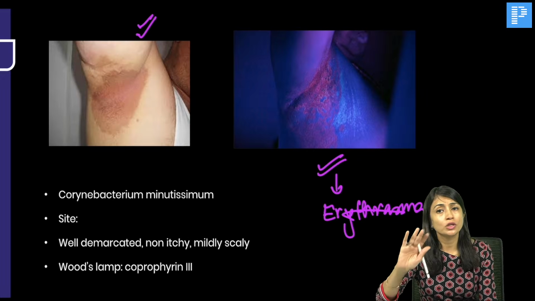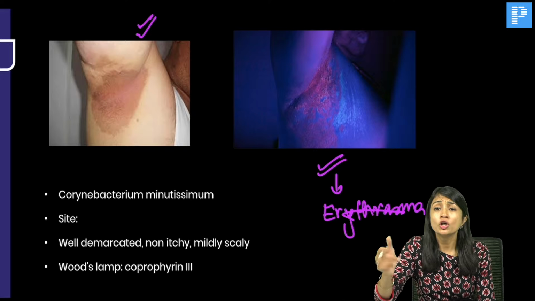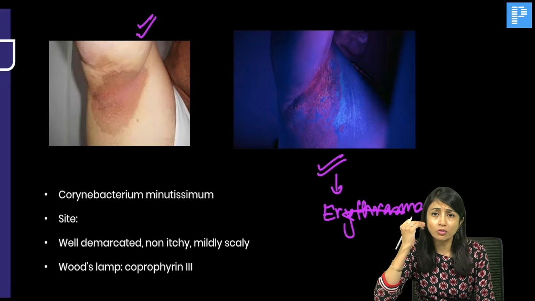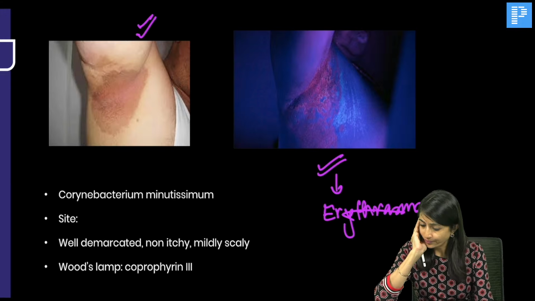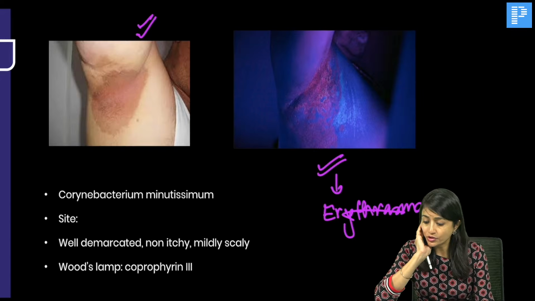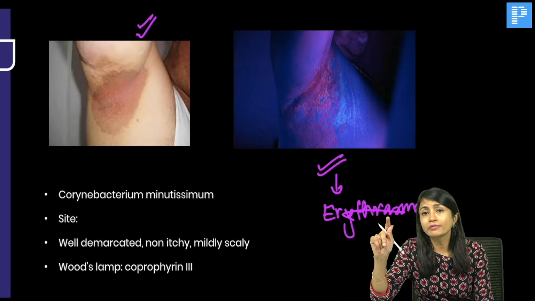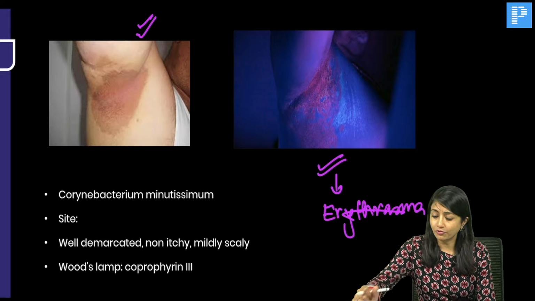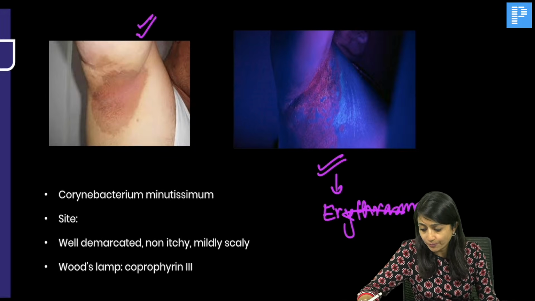Then they ask you what is the organism which causes it. It is Corynebacterium minutissimum. What is the most common site of erythrasma? Tell me. No, tinea can have a short history, so long history is not important. But itchiness, not well demarcated, and scaling at the periphery are three important things that help you differentiate between tinea and erythrasma.